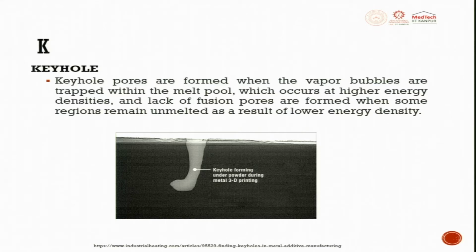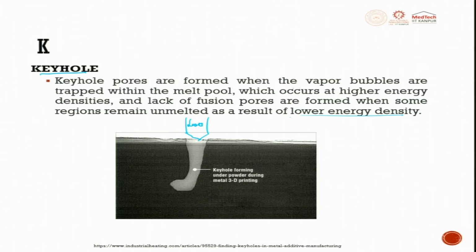While the laser interacts with the material, we always have something called a keyhole process. This is a laser hitting the surface. Keyhole pores are formed when vapor bubbles are trapped within the melt pool, which occurs at a higher energy density, and lack of fusion pores are formed when some of the regions remain unmelted as a result of low energy density. These are the keyhole pores which are getting formed.